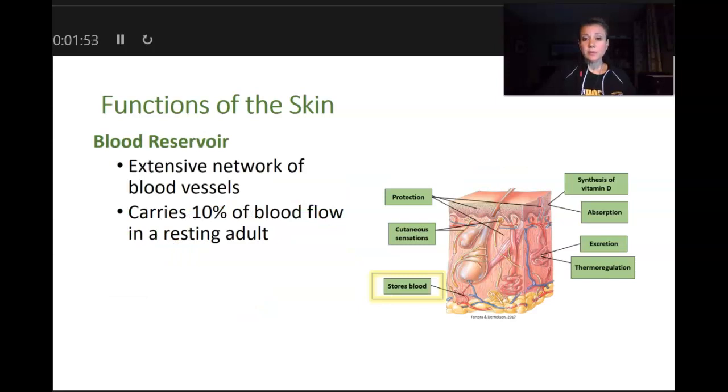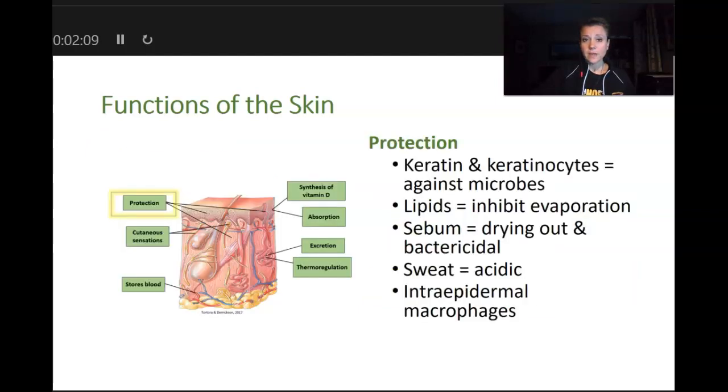It's also a blood reservoir, which basically means that our skin is going to have these blood vessels that are going to carry a certain percentage, 10% according to your slide, of blood flow in a resting adult. Our skin is going to provide us with protection. So we have cells that produce keratin, and the cells that contain keratin are called keratinocytes. And these hardened, tough cells are going to protect us from invasion of microbes through the surface of our skin.